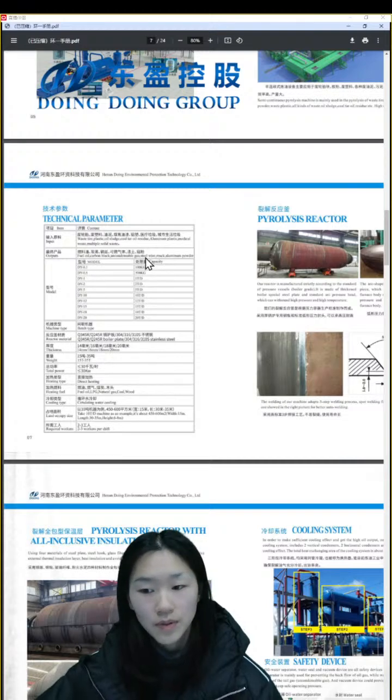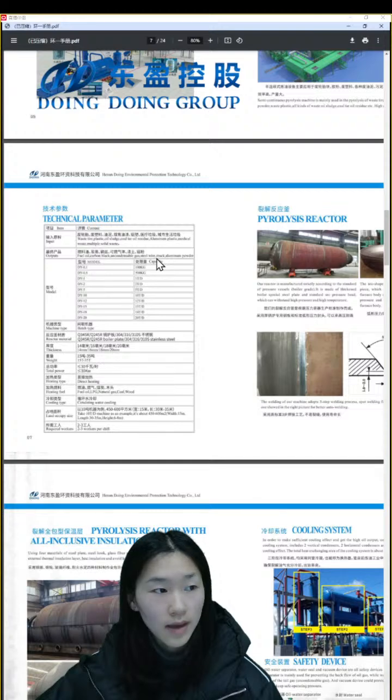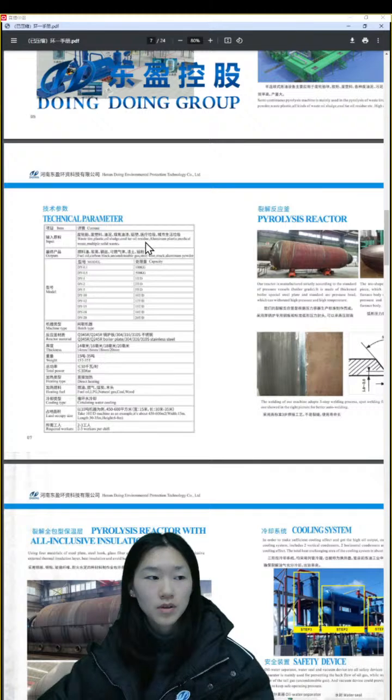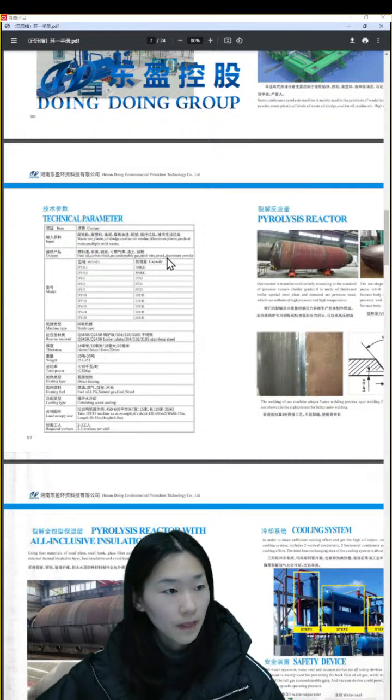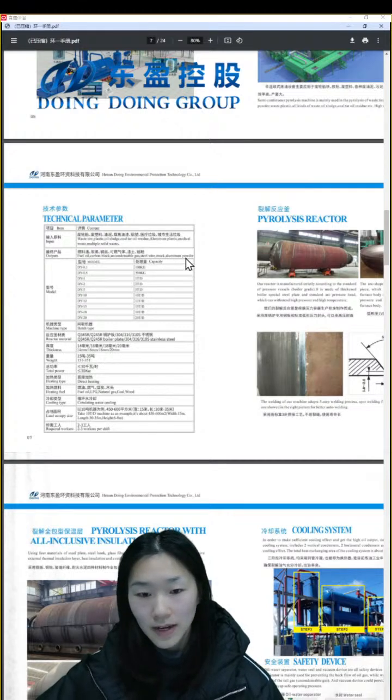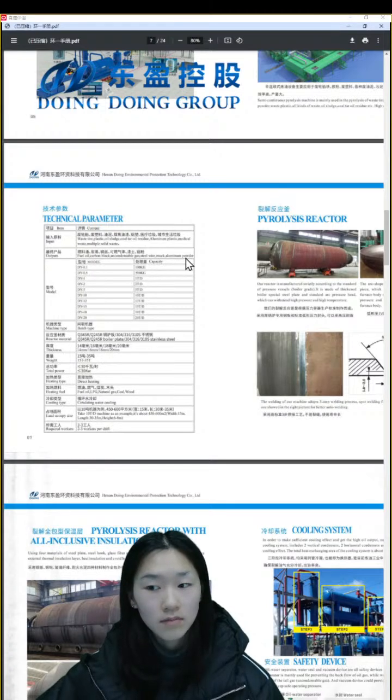If the material is tires, you can get steel wire. If your raw material is aluminum plastic, you can get aluminum powder. The aluminum powder is very fine powder. It can be melted into new aluminum products.